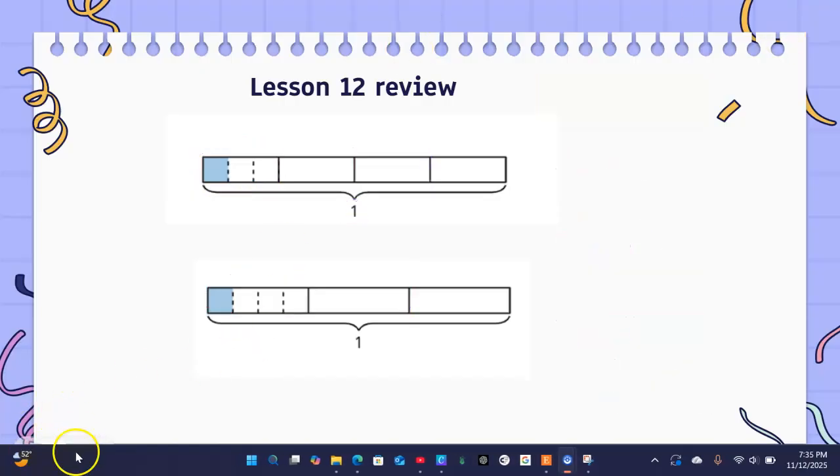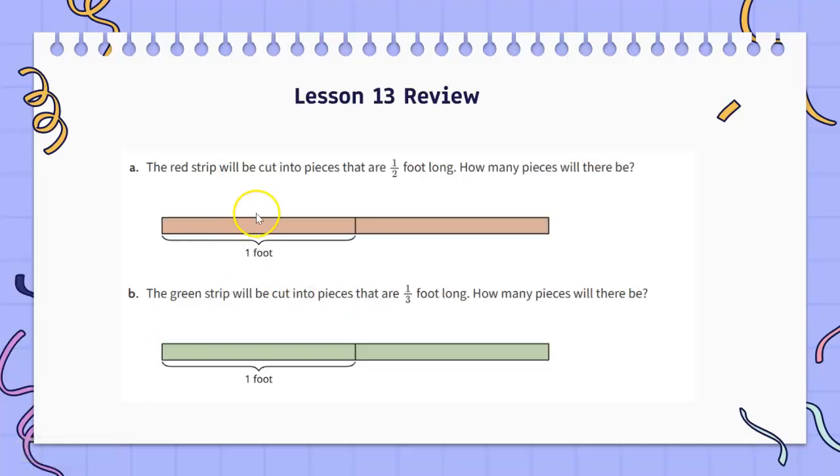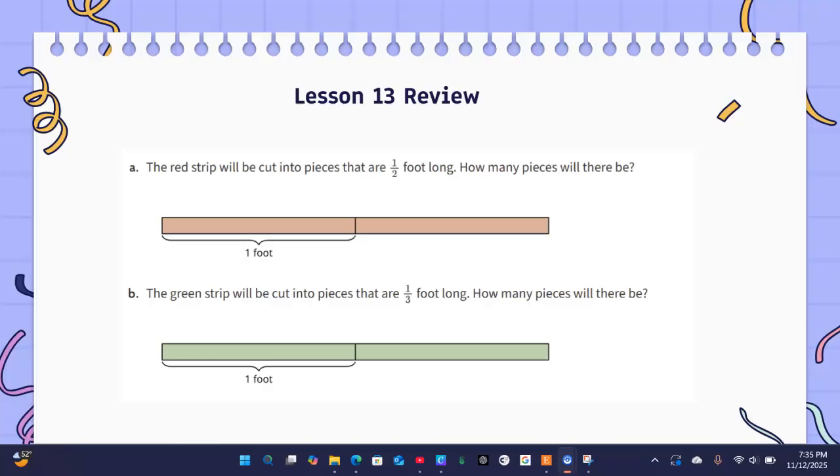All right, let's review Lesson 13, and in my last video I kept the image like this, and I just wanted to quickly review that as well. It said the red strip will be cut into pieces that are 1/2 foot long, right? How many pieces will there be?